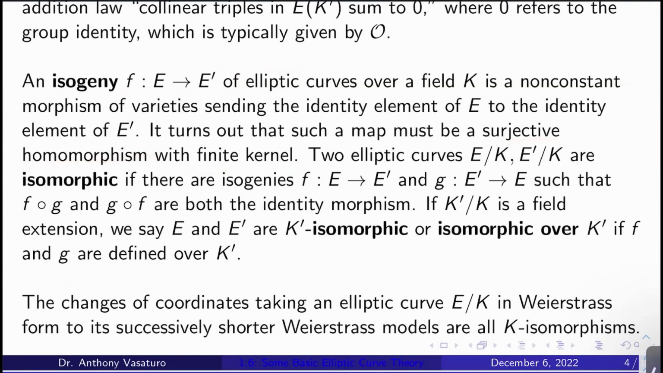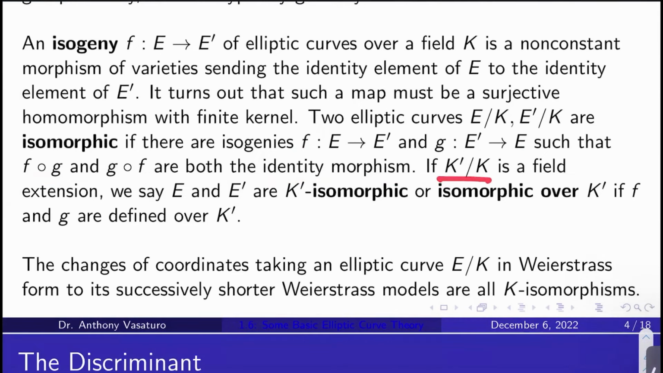We'll say two elliptic curves E over K and E prime over K are isomorphic if there are isogenies F from E to E prime and G from E prime to E, so one isogeny going each way, such that F compose G and G compose F are both just the identity morphism. So it's kind of the definition you might expect.